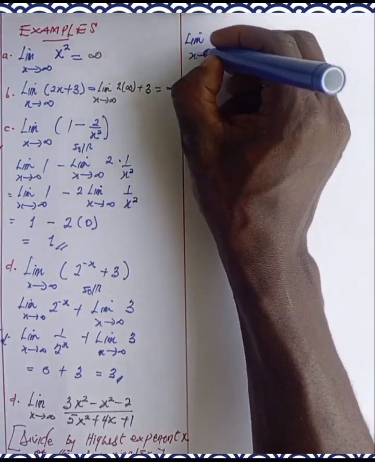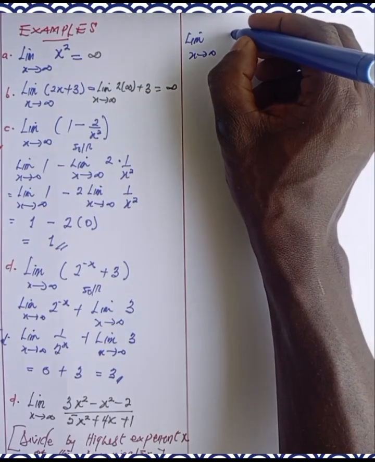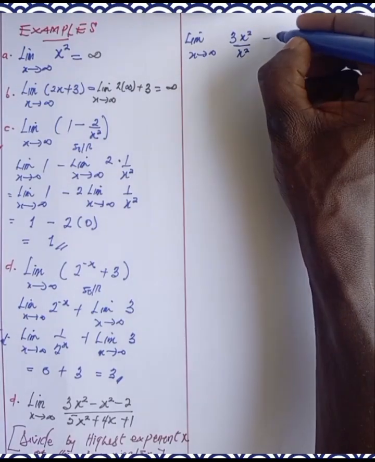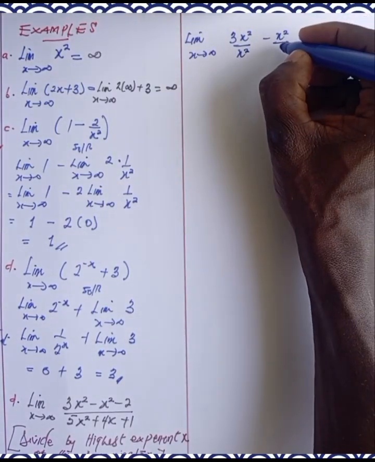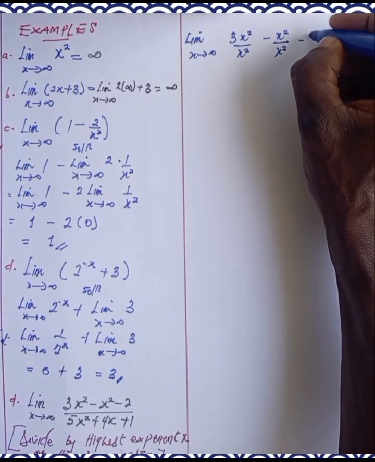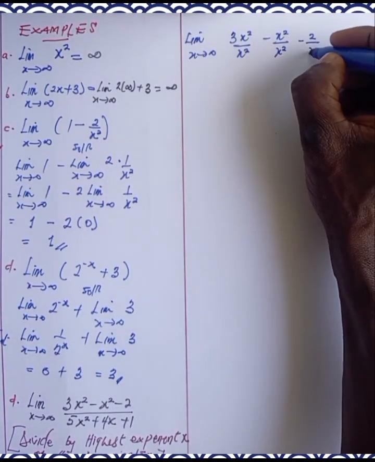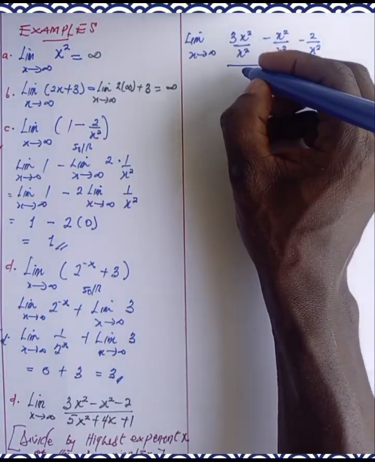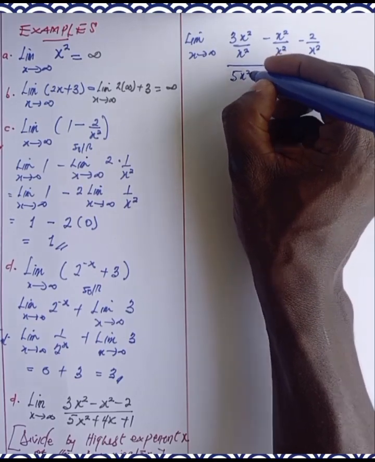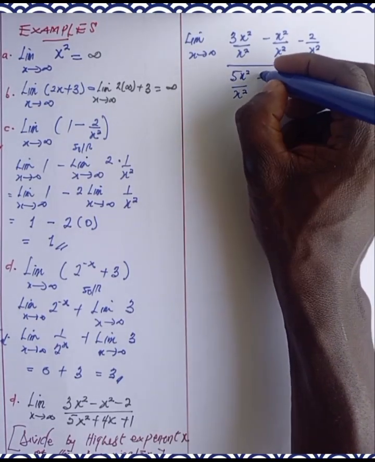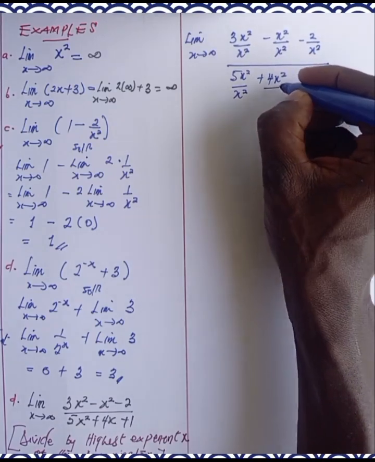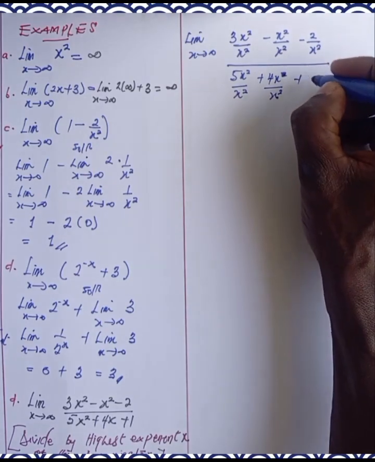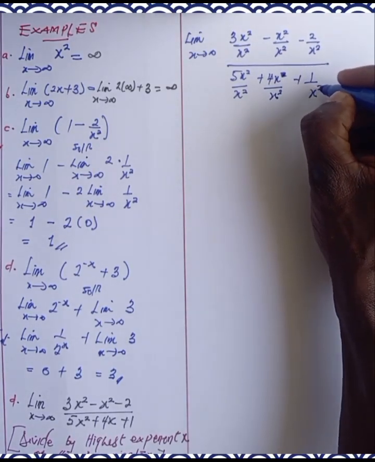The limit as s approaches infinity of 3s squared all over s squared minus s squared all over s squared minus 2 all over s squared, then all over 5s squared all over s squared plus 4s squared all over s squared plus 1 all over s squared.